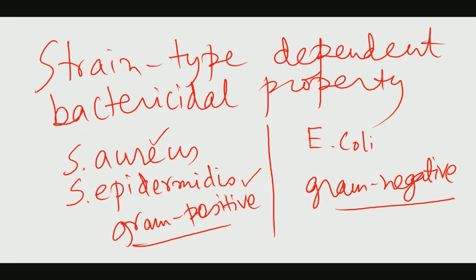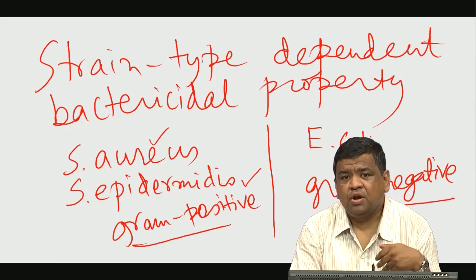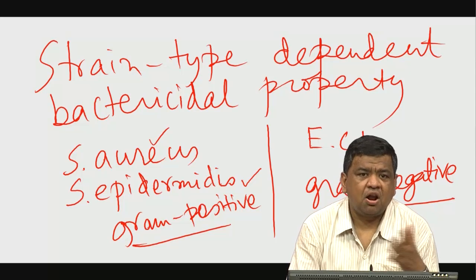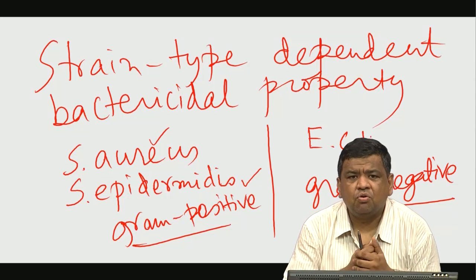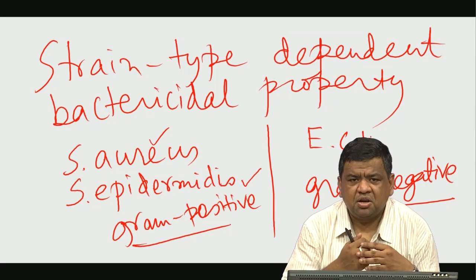So, these things must be mentioned, these things must be carefully considered, so that this cell type or strain type dependent property can be established. One single material may have good bactericidal property against E. coli, but that does not mean the same material will have equally good bactericidal property against S. aureus. So, it may not be able to kill all the S. aureus bacteria when this S. aureus will grow on that material substrate.